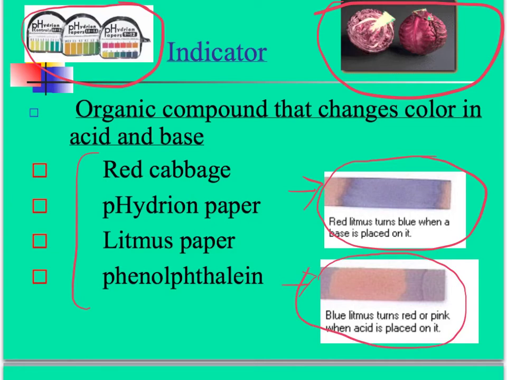Alright, and lastly is phenolphthalein. This is a solution that you would put in, it turns like a bright pink. I believe it's a pH of like 8 to 10. So it's an indicator for a base.